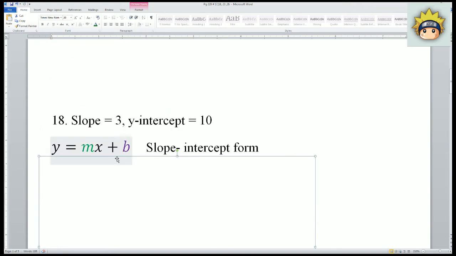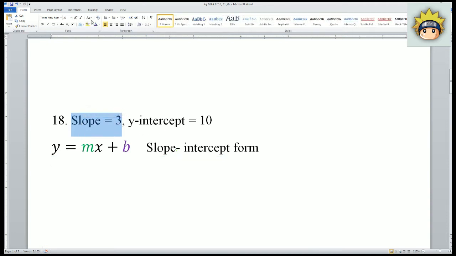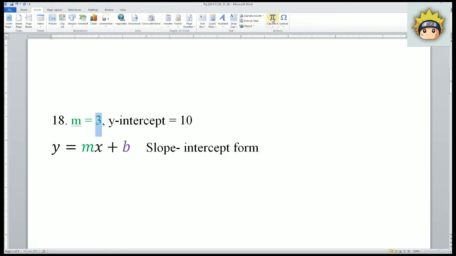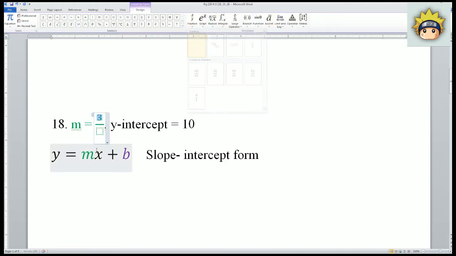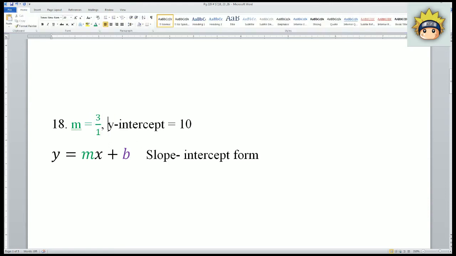Slope equals 3, y-intercept equals 10. Here it is in slope-intercept form. Slope again, we use the color green to color code that, and that becomes an m because that is the notation. Again, we need to put that in fraction format, so that's 3 over 1. The y-intercept is purple, and we make that the letter b for y-intercept.